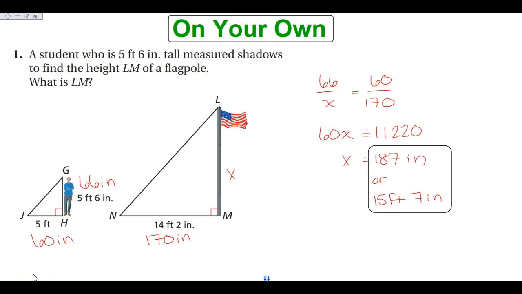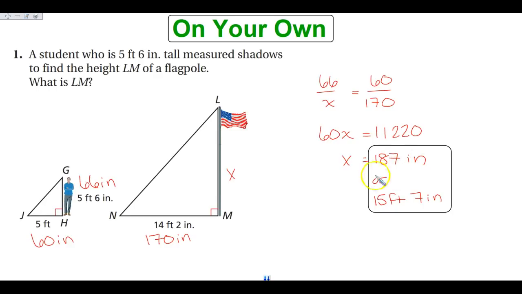Okay, so go ahead and check your work here. Again, 5 feet 6 inches is 66 inches. 5 feet is 60 inches. 14 feet 2 inches is 170 inches. So I went ahead and started by converting this all to inches to set up my proportion. All right, cross multiply, divide by 60, I get 187 inches.